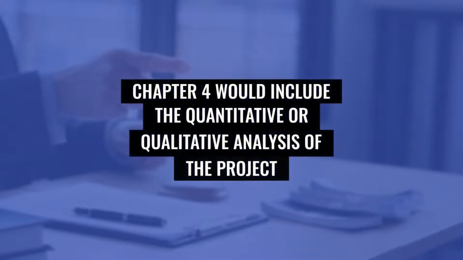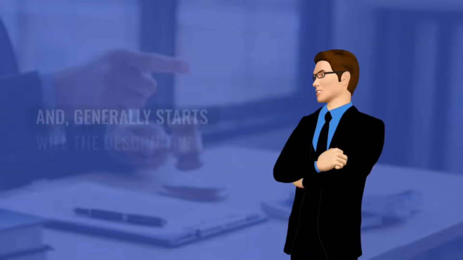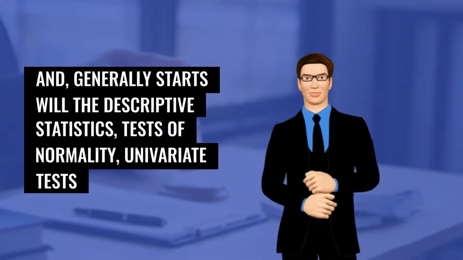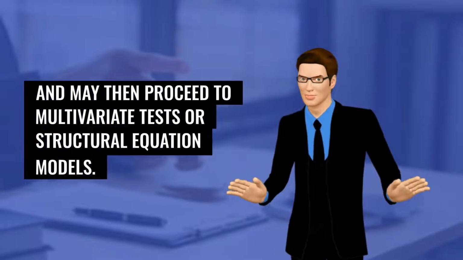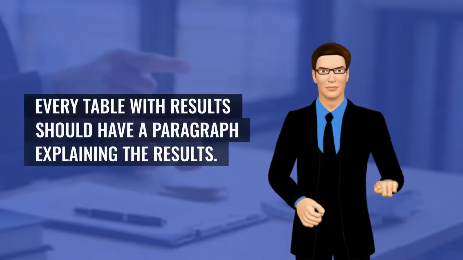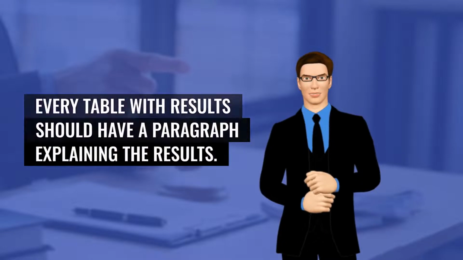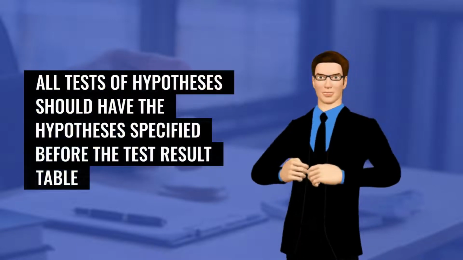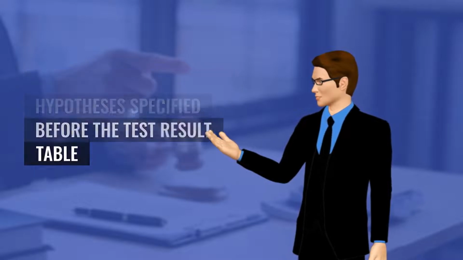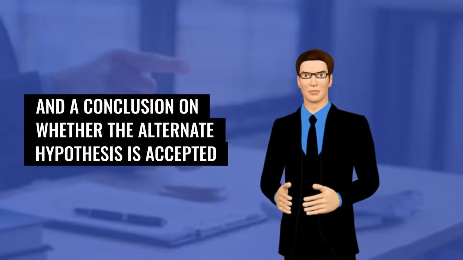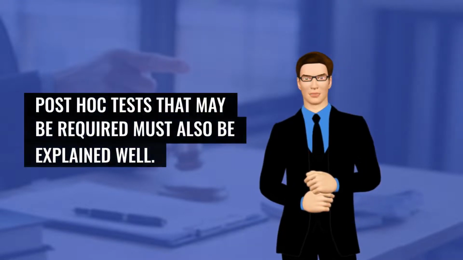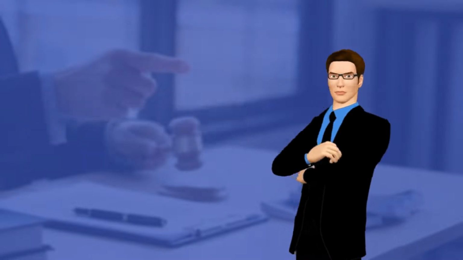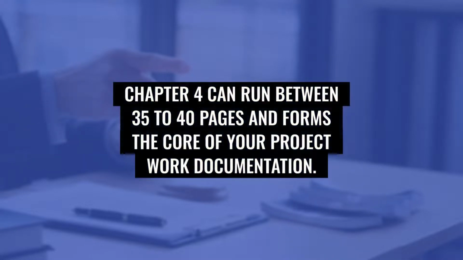Chapter 4 would include the quantitative or qualitative analysis of the project and generally starts with the descriptive statistics, tests of normality, univariate tests and may then proceed to multivariate tests or structural equation models. Every table with results should have a paragraph explaining the results. All tests of hypotheses should have the hypotheses specified before the test result table and a conclusion on whether the alternate hypothesis is accepted or rejected must follow the results table. Post hoc tests that may be required must also be explained well. Chapter 4 can run between 35 to 40 pages and forms the core of your project work documentation.